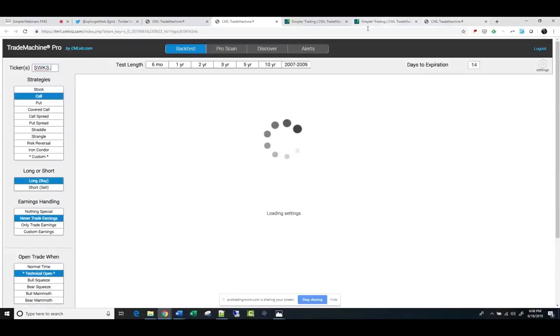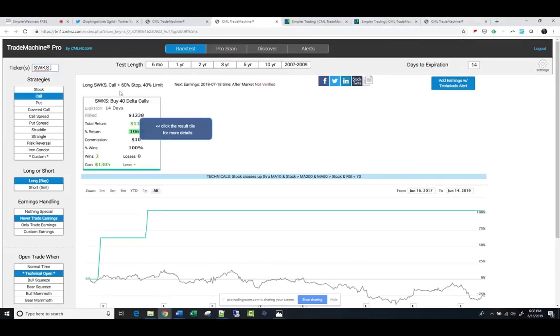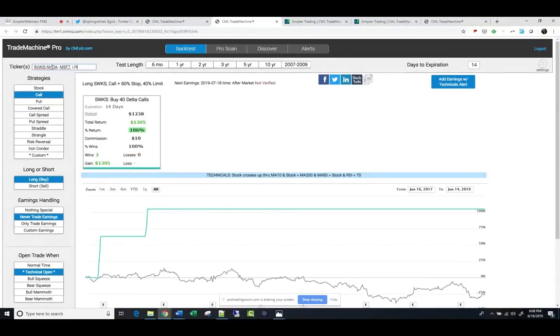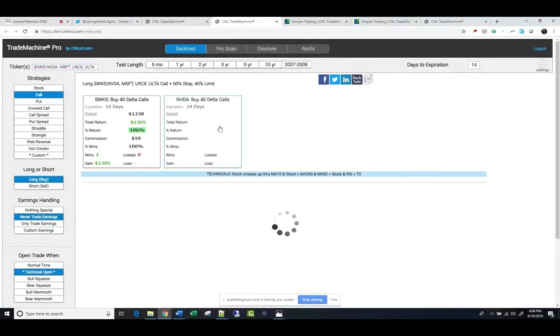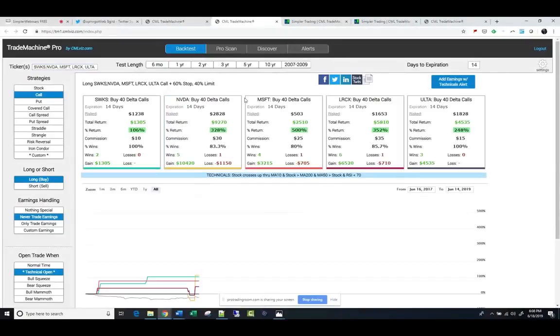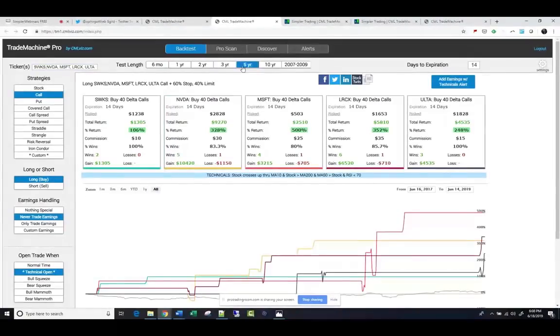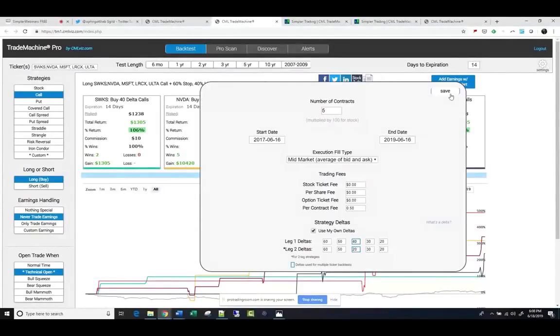Okay. Here it is. I like NVIDIA, Microsoft. I like Lam Research. And you know what? I love the retailer Ulta. I don't know if you guys know about that company. So I'm going to take a look at it. All right. These are the results over, I don't even know. If you click the settings right here, you can see how long the back test is. Okay, that's 3 years. Let's do 5 years.